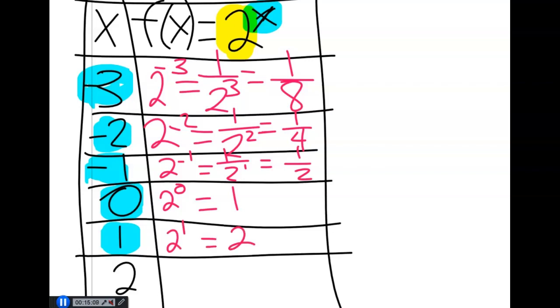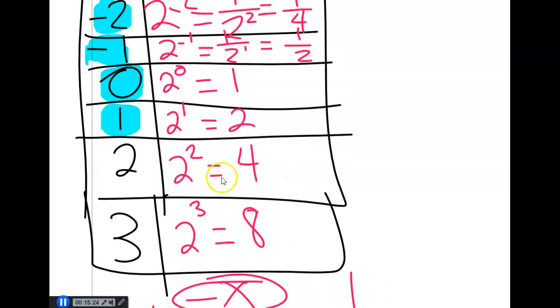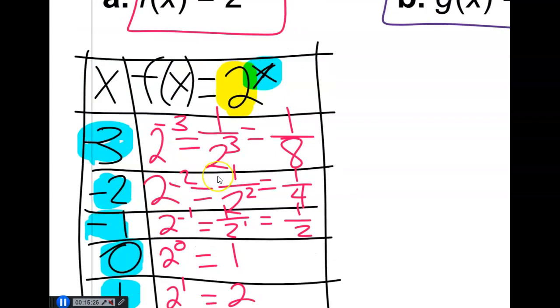The next ones are a lot easier. 2 to the power 2 is 2 squared, so 2 times 2, 4. And then 2 to the power 3, which will be 2 times 2 times 2, so that's 8. So from here, we're going to go ahead and graph our points.